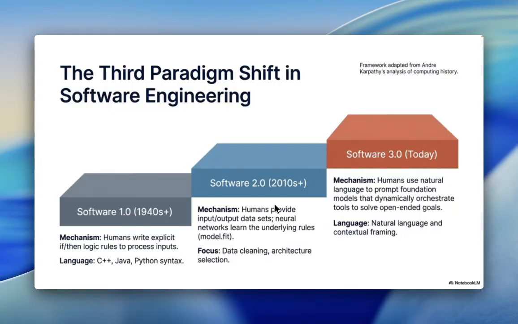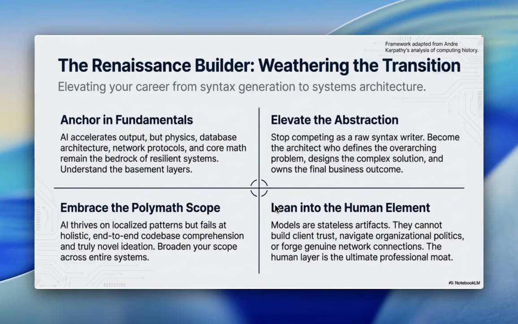The third paradigm shift in software engineering. Software 1.0: humans write explicit if-then logic rules to process input, in C++, Java, Python syntax. Software 2.0: humans provide input-output datasets, and neural networks learn the underlying rule, data curation and architecture. Software 3.0: humans use natural language to prompt foundation models that dynamically orchestrate tools to solve open-ended goals, in natural language and context.